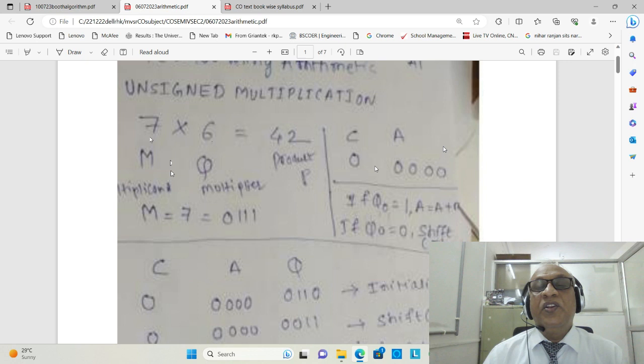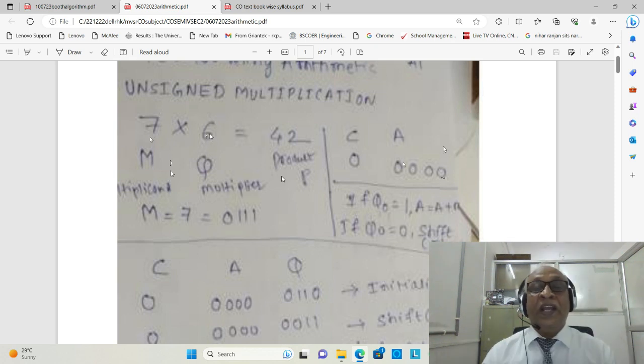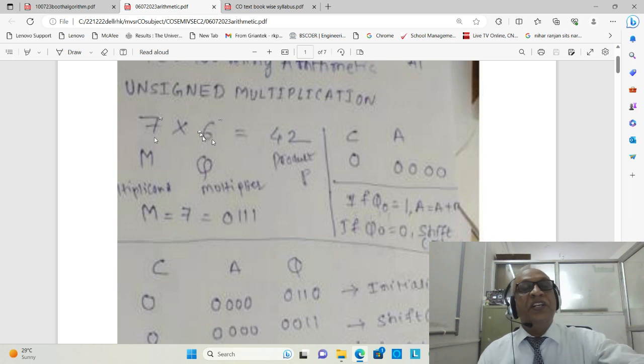C and A are used in the algorithm. C value is 0 while A value is 0, 0, 0, 0. The number of bits used to represent these numbers is 4. So the value of n is 4. So the number of iterations will also be 4.